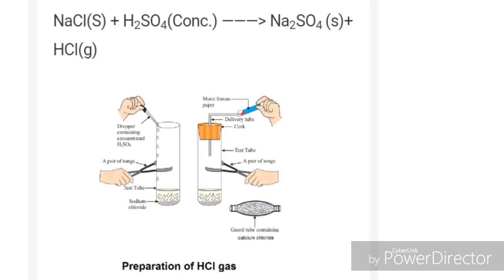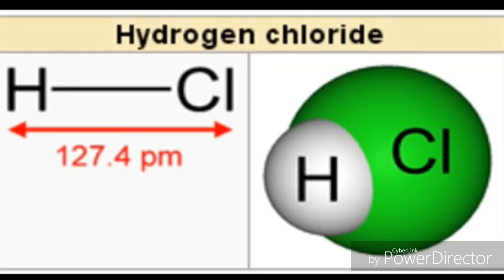In this experiment, if we take moist or wet litmus paper, it turns red in color. The reason is for the formation of ions, water is important. So in dry condition, formation of ions is not possible. The strength of acids is due to the formation of hydronium ions.